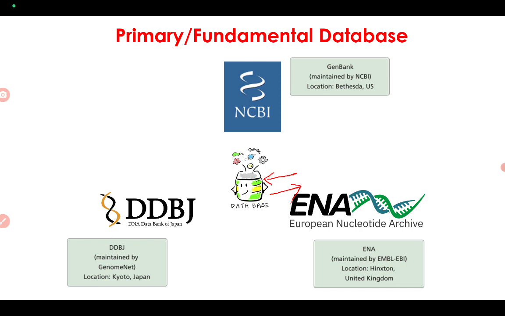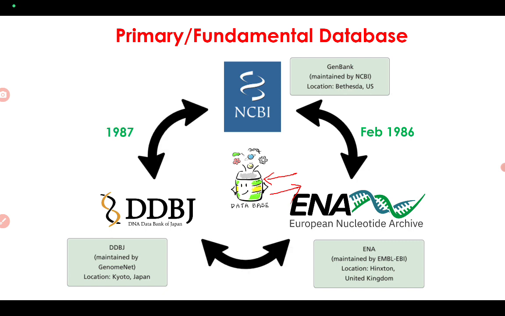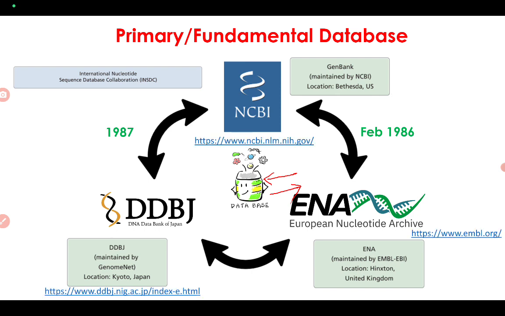It is maintained by GenomeNet and it is available at Kyoto in Japan. So these databases exchange their information on a regular basis. In 1986, for the first time EMBL as well as NCBI collaborated, and after a year, DDBJ also collaborated with NCBI and ENA, that is European Nucleotide Archive, and they made a repository known as International Nucleotide Sequence Database Collaboration. According to this organization, they can exchange their data on a daily basis.